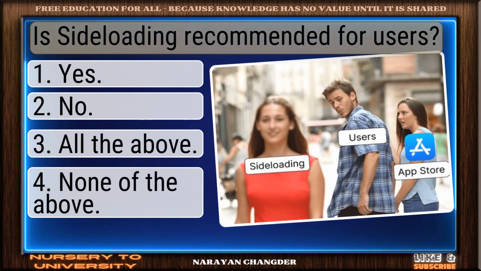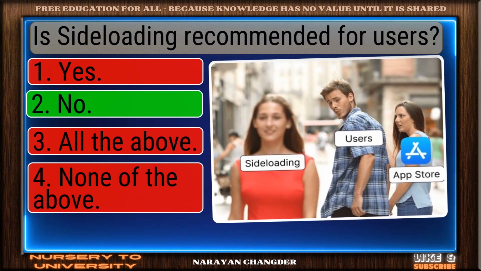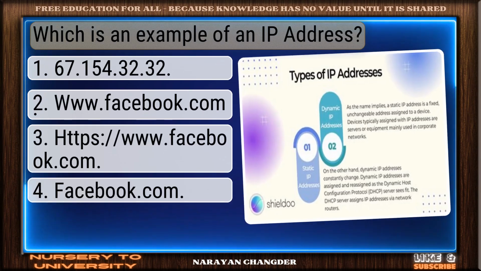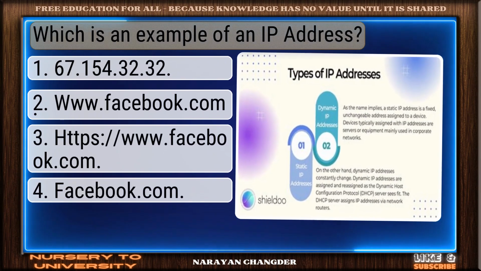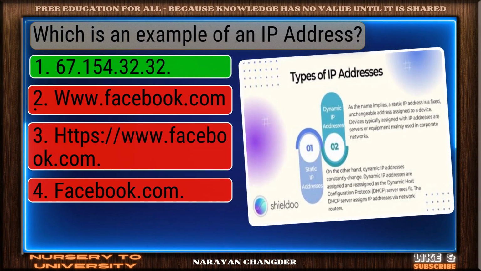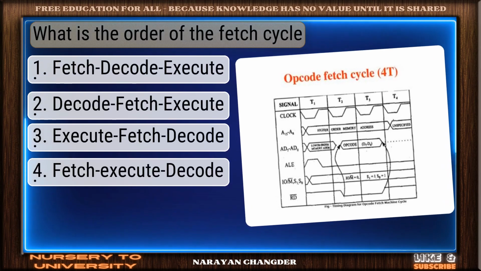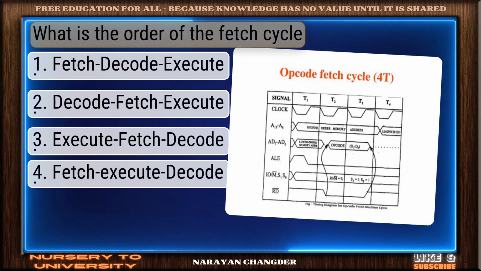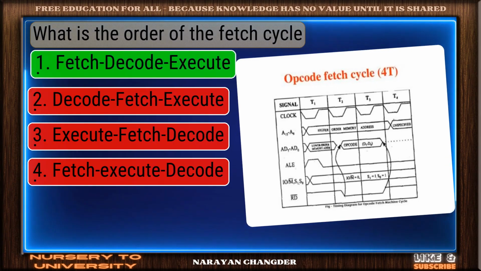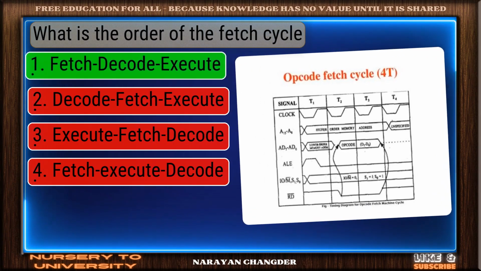Is sideloading recommended for users? Well done. No is the right choice. Which is an example of an IP address? Right again, 67.1343232 is a valid answer. What is the order of the fetch cycle? Great thinking. Fetch, decode, execute is the right choice.